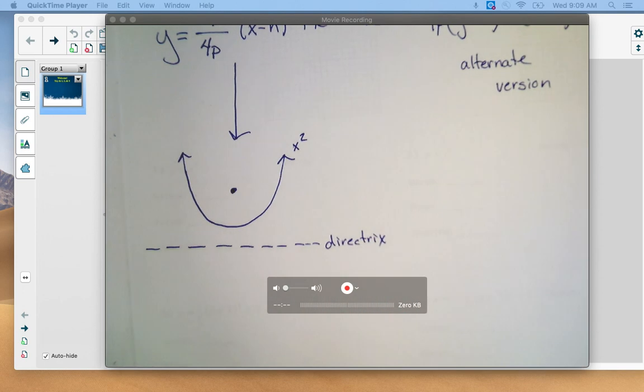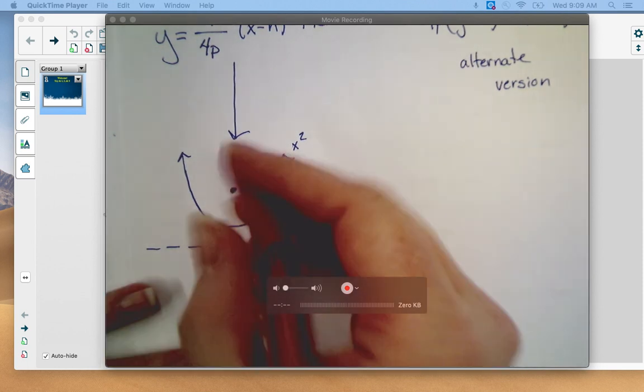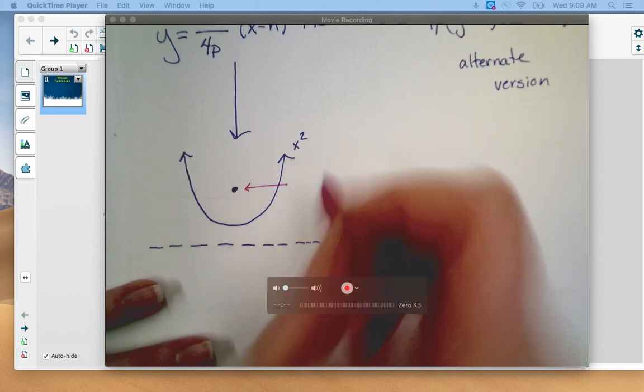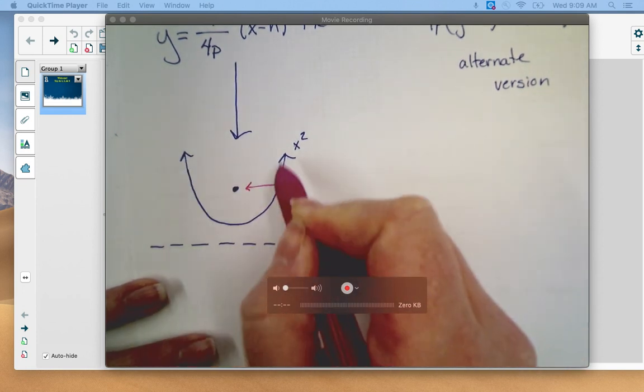The directrix I consider like a force field, a boundary. You can never ever cross the directrix. Think about it. It's here, it's pushing everything up above. Then this point right here is called the focus, or the focal point. Think about it being the focus. The parabola is bending around.